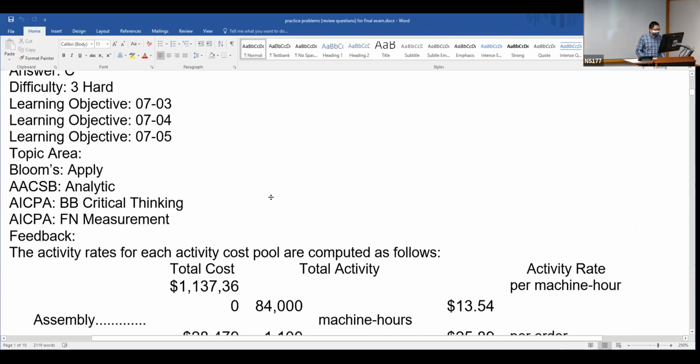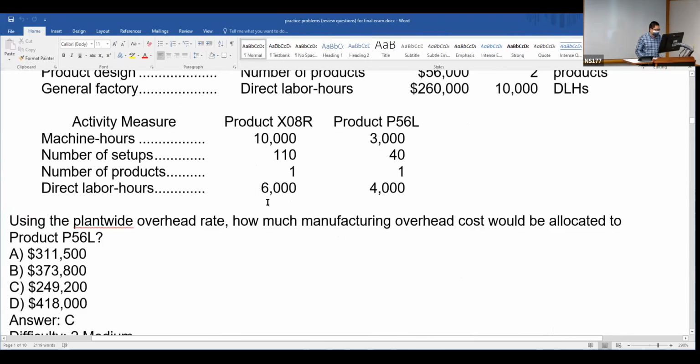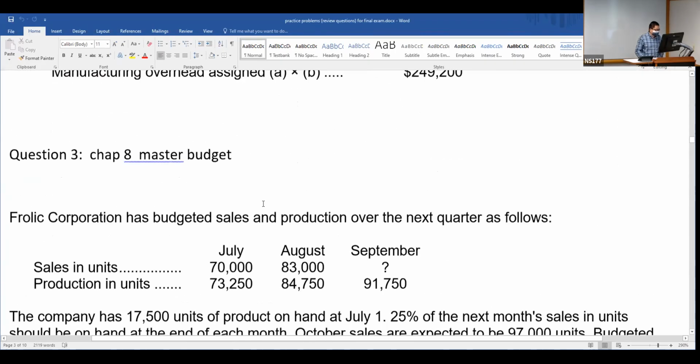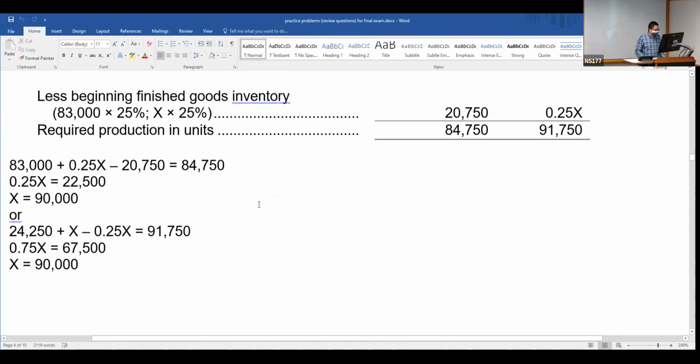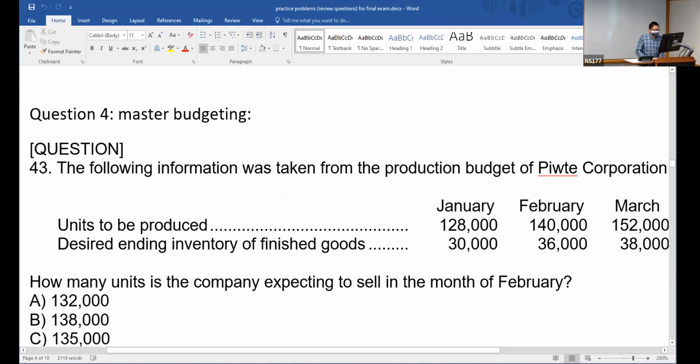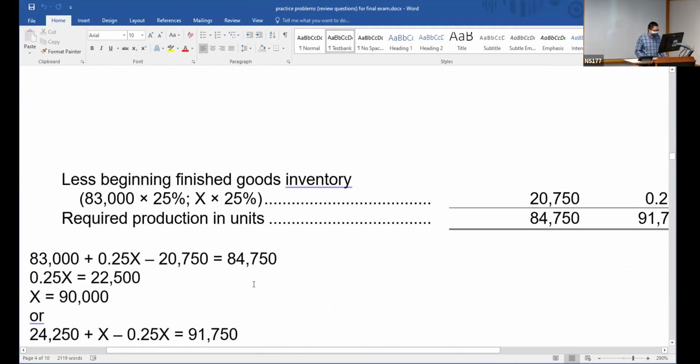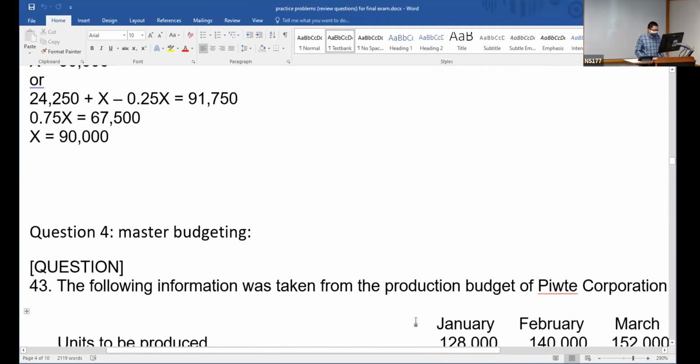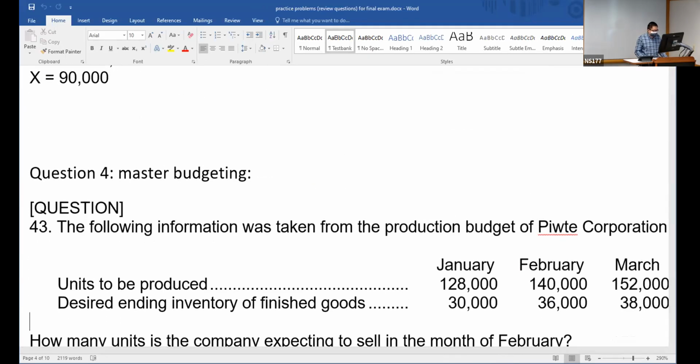We already took questions 1, 2, and 3, and now in this class we want to talk about question 4. This is about master budgeting. This question is very similar to question 3, but a little bit different. Actually, question 3 is more difficult, and question 4 is even simpler.